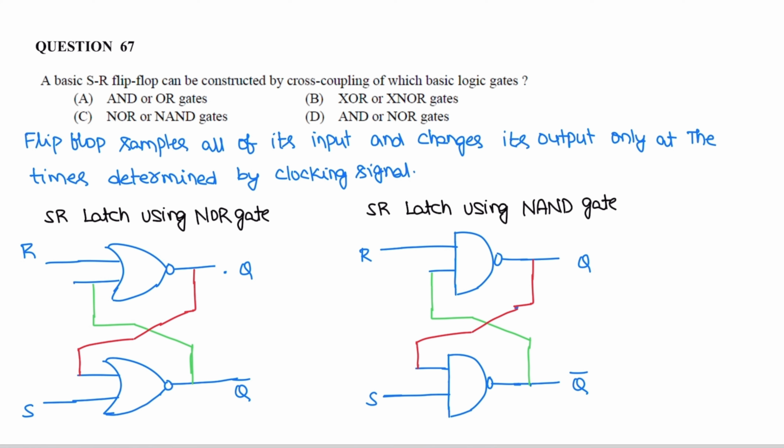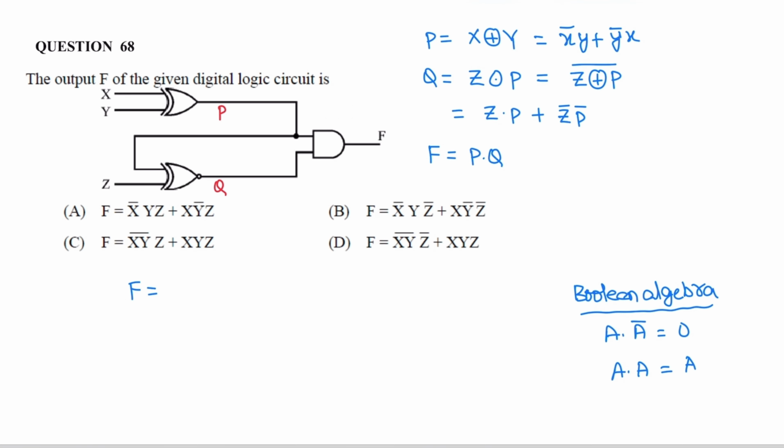Next question. A basic SR flip-flop can be constructed by cross-coupling which of the following gates? NAND gates and NOR gates. NAND and NOR. Correct option is C. Both NAND and NOR gates can be used. With the help of either a NAND gate or a NOR gate, we can construct a basic SR flip-flop or SR latch by cross-coupling the outputs. So this is an SR latch using NOR gates, and an SR latch using NAND gates is given. Correct option is C.